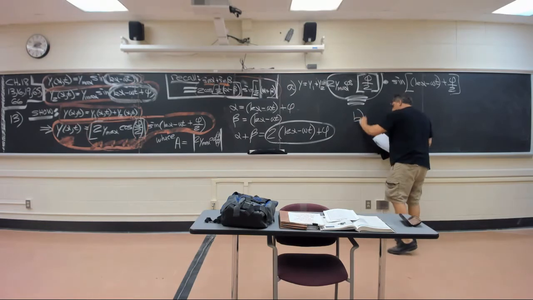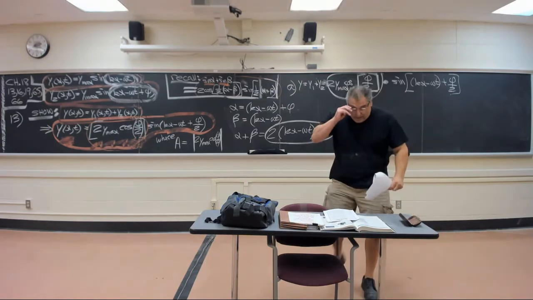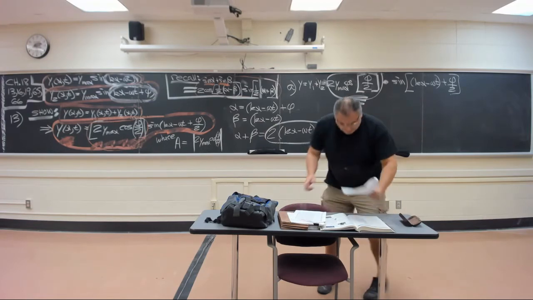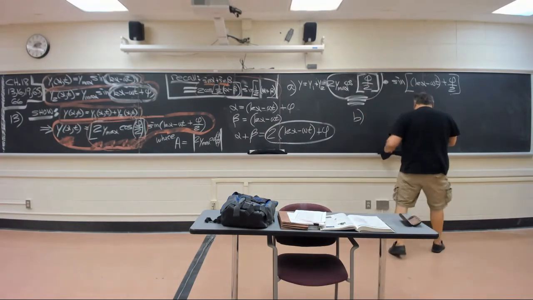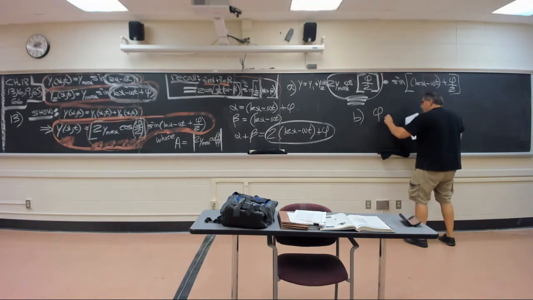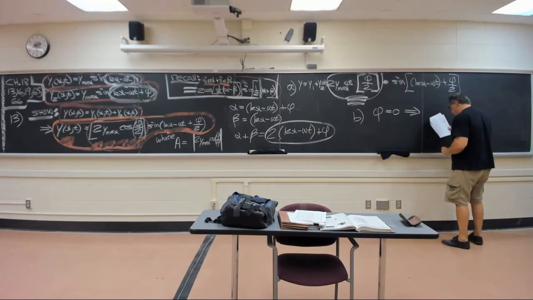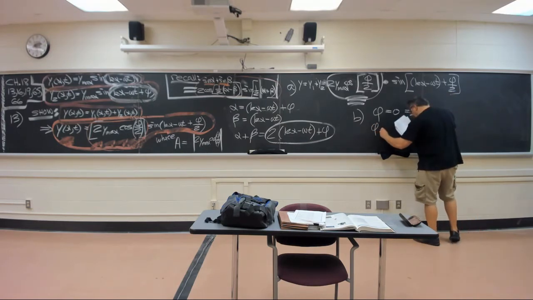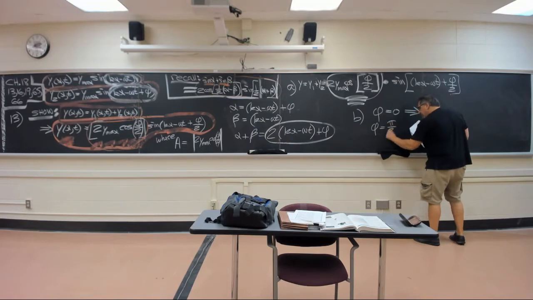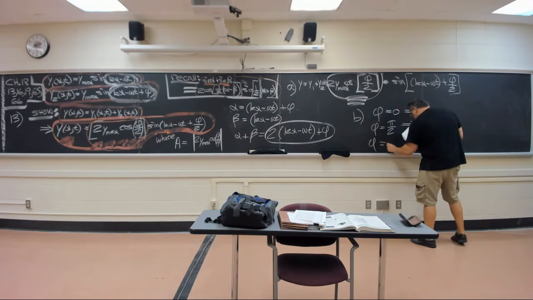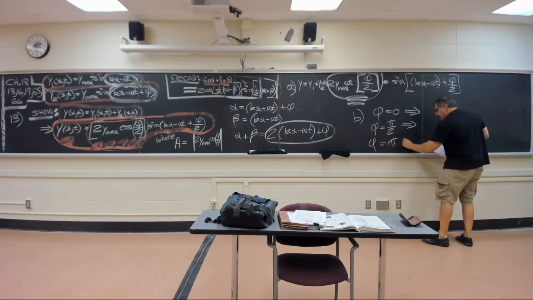When they say B, they're asking you what will happen. There it is. What is the amplitude if phi equals 0? If phi equals pi over 2? If phi equals pi? Ain't a big deal, guys. Phi equals 0 radians implies something. Phi equals pi over 2 radians once again implies something. And phi equals pi implies something.